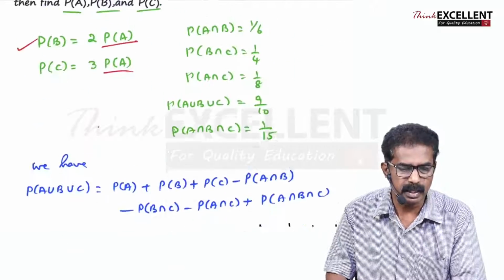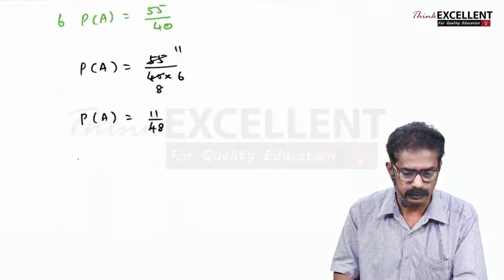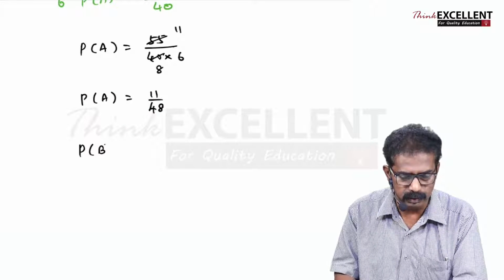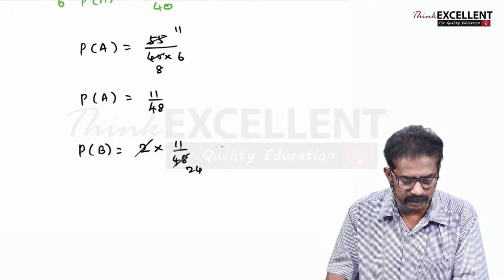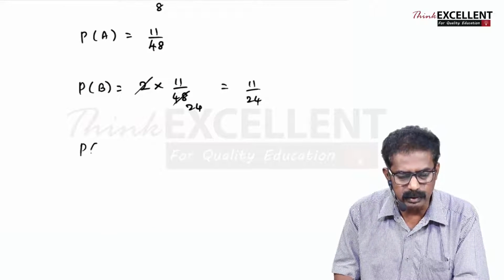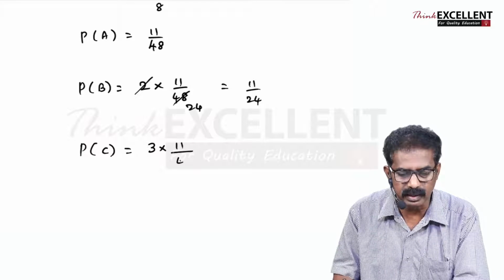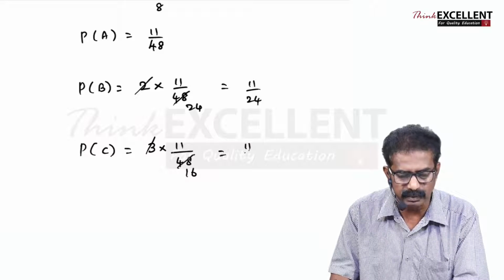Then they asked to find P of B. P of B is 2 times P of A, 2 times 11 by 48. Cancel this 2 table, you are getting 24. So your answer is 11 by 24. And P of C equal to 3 times P of A, 3 into 11 by 48. 3 table you cancel, you are getting 16. So your answer is 11 by 16.